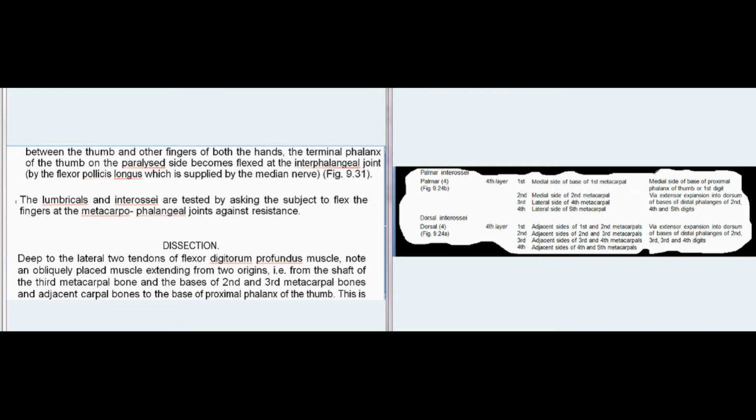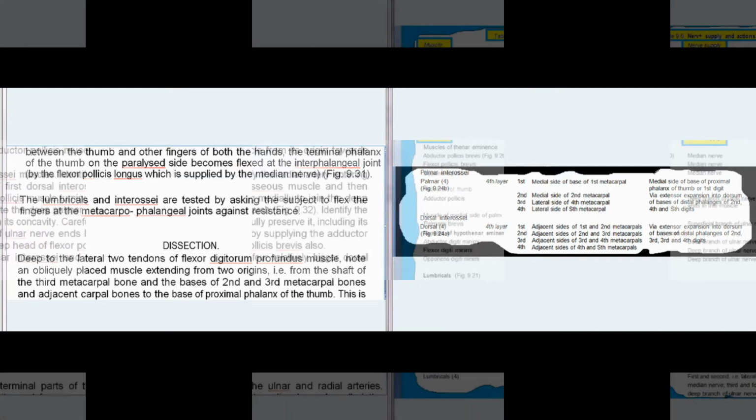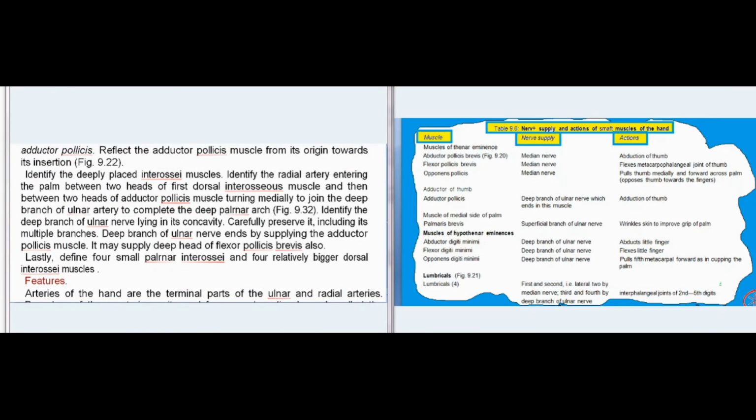Dissection. Deep to the lateral 2 tendons of flexor digitorum profundus muscle, note an obliquely placed muscle extending from 2 origins, i.e. from the shaft of the third metacarpal bone and the bases of second and third metacarpal bones and adjacent carpal bones, to the base of proximal phalanx of the thumb. This is adductor pollicis. Reflect the adductor pollicis muscle from its origin towards its insertion, Fig 9.22.